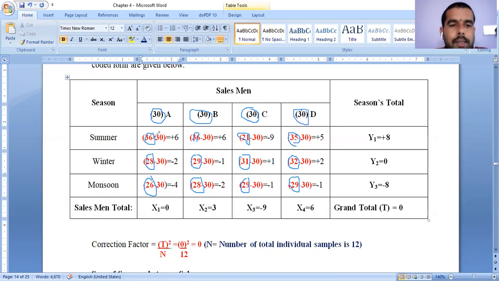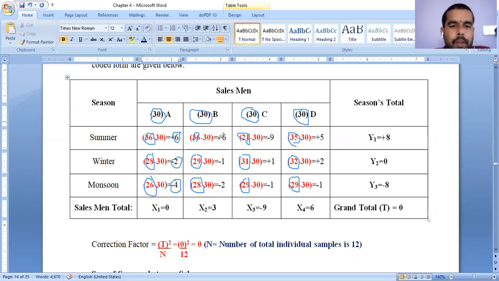That is 36 minus 30 is equal to 6. Then 28 minus 30, that is minus 2. 26 minus 30, that is minus 4. I think you understood. In this way you have to get these single digit values.